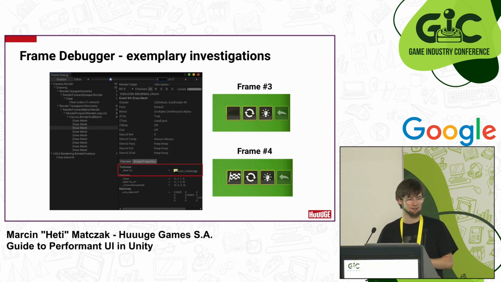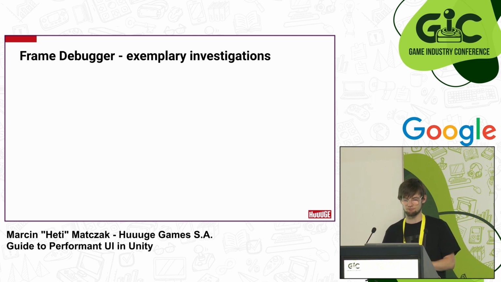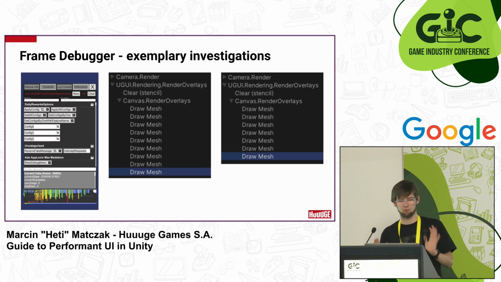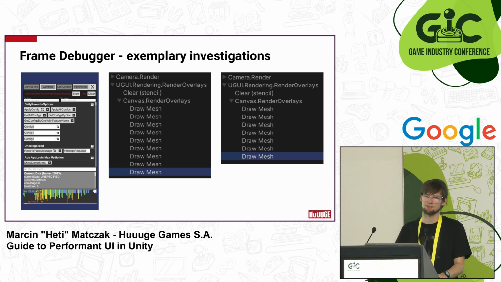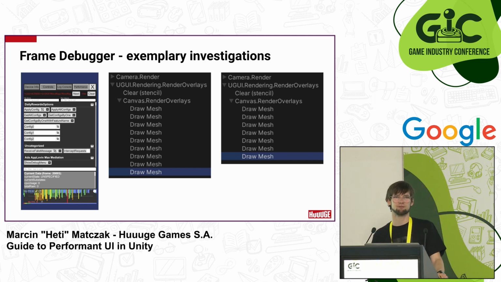Here you can see the texture that is used to create this particular draw call. And I can see that it's simply the icon of the flag. So that means I forgot to put this flag icon into my sprite atlas. And I can easily spot mistakes like that using the Frame Debugger. But putting everything in a Sprite Atlas is not a solution to get everything drawn in a single draw call.